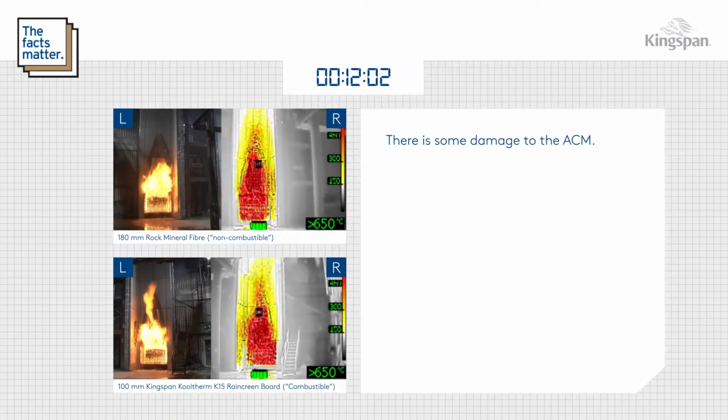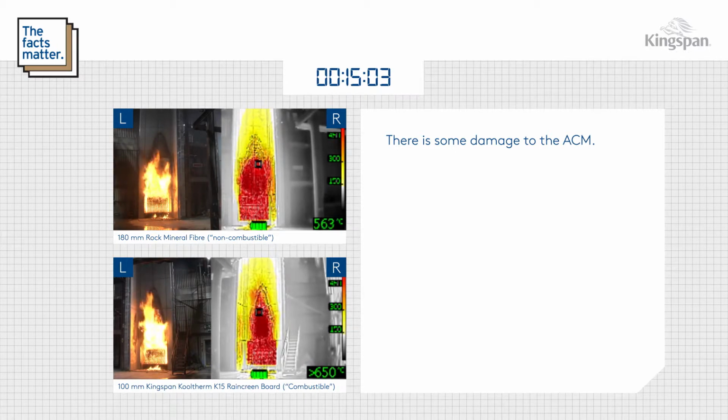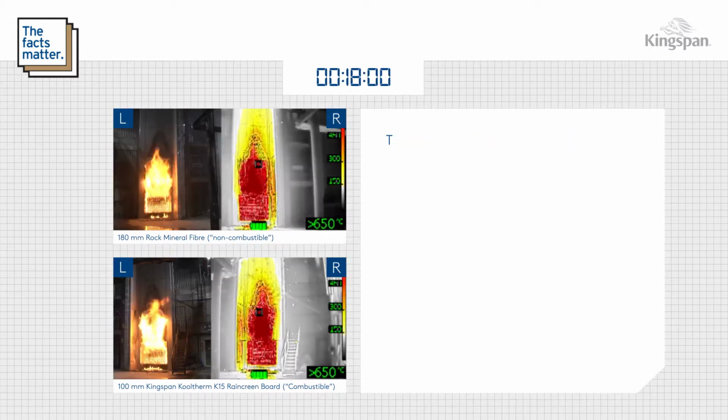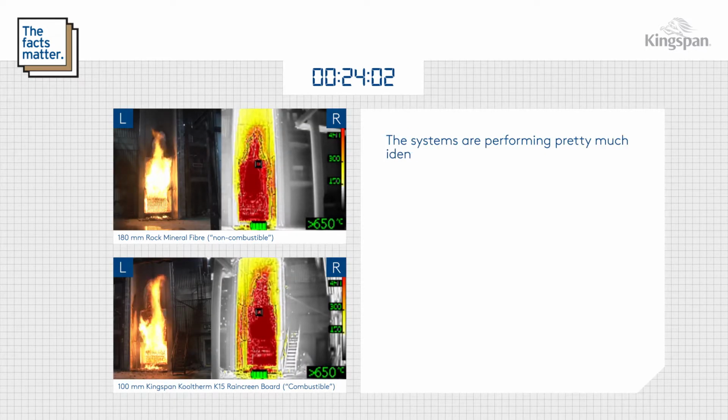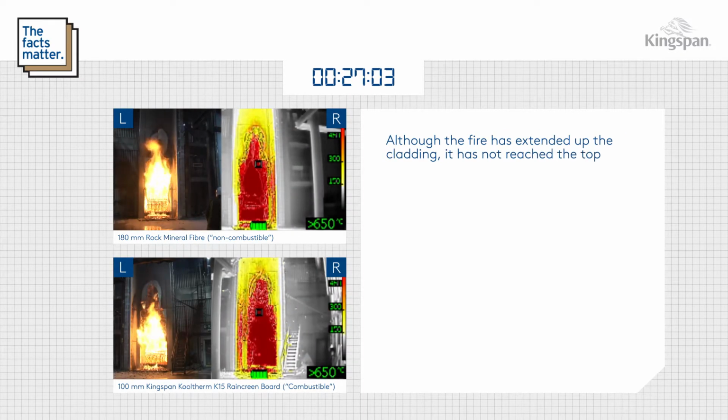There is some damage to the ACM. The insulation material does not propagate the fire. The systems are performing pretty much identically. Although the fire has extended up the cladding, it has not reached the top of the rig.